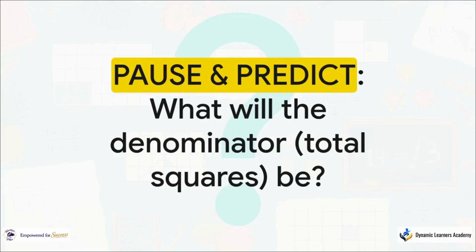Hold on. Before you even pick up your pencil, let's make a prediction. Take a look at the bottom numbers of our fractions, the denominators. We've got a 2 and a 3. What do you think the total number of squares in our grid is going to be? Go ahead and pause here for a second and think about it. Did you guess it would be 2 times 3, which is 6? Let's find out if you're right.